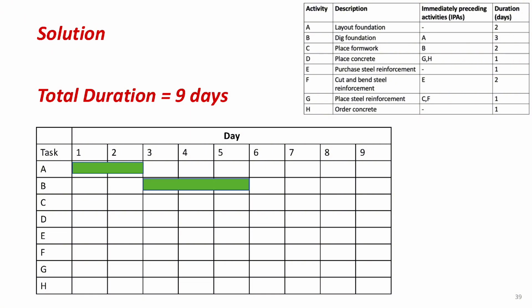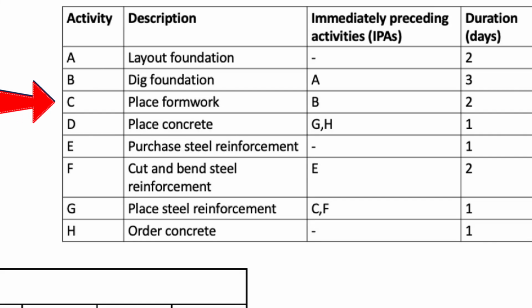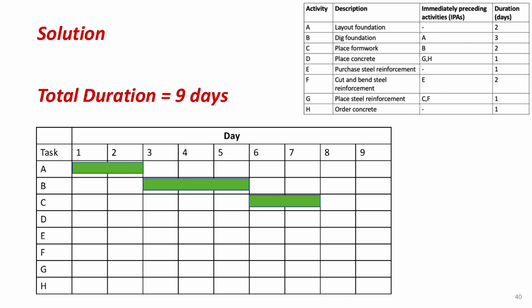Its duration is 3 days, so it'll be finished by the end of day 5. Now let's look at activity C. This comes after B, and its duration is 2 days. Since B finishes on day 5, C can start on day 6 and finish on day 7.